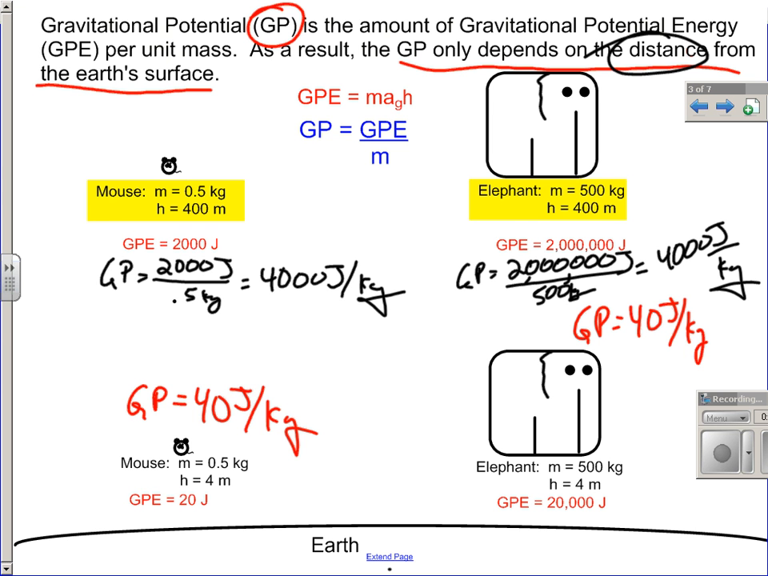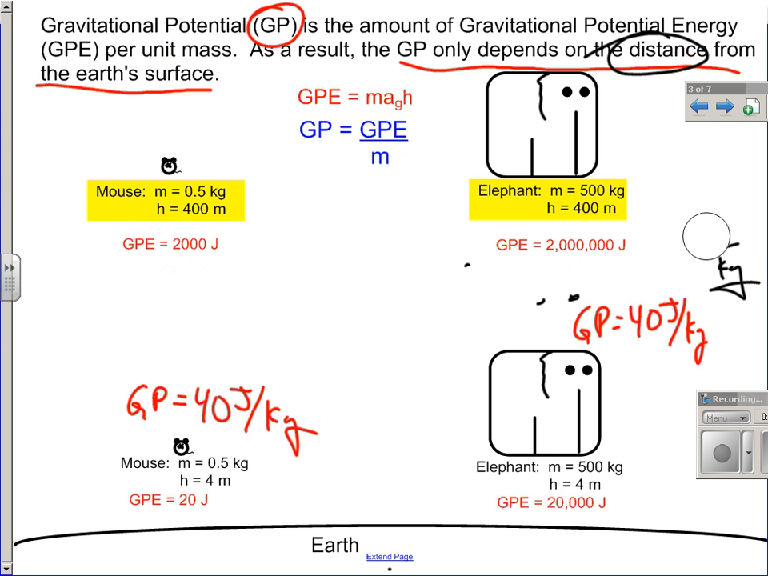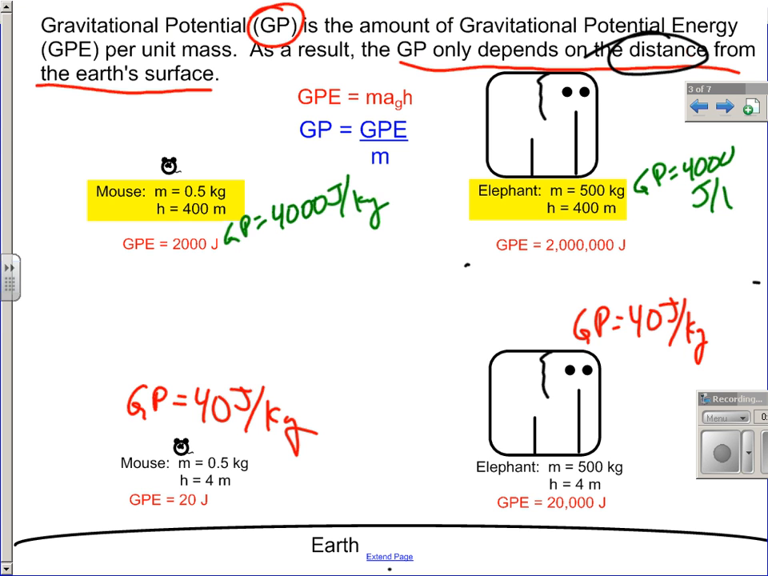Okay, now let me again clean up the board here. So up here, we found that this guy has a gravitational potential of, what did we say, 4,000 joules per kilogram. And this guy has a gravitational potential of 4,000 joules per kilogram.